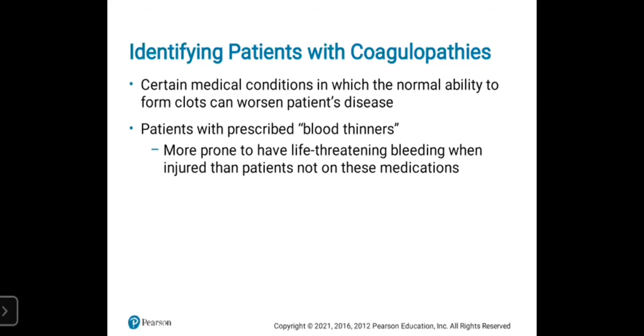Identifying patients with coagulopathies. Certain medical conditions in which the normal ability to form clots is impaired can worsen patients' disease. Patients prescribed blood thinners are more prone to life-threatening bleeding when injured than patients not on these medications.